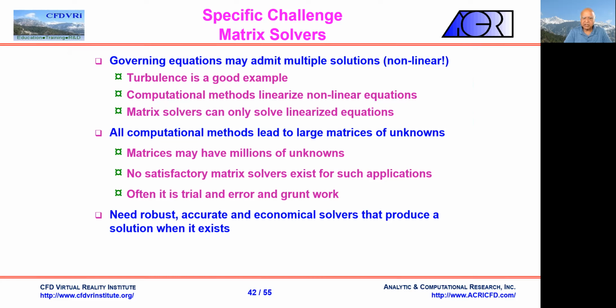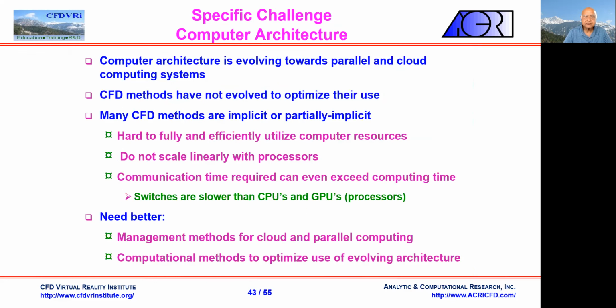It's only trial and error, and that's what we depend on. So we need robust, accurate, and economic solvers that produce the solution, or we want to go away to methods that do not depend upon matrix solvers. Another challenge is that of computer architecture. Computer architecture today is evolving towards parallel and cloud computing systems.